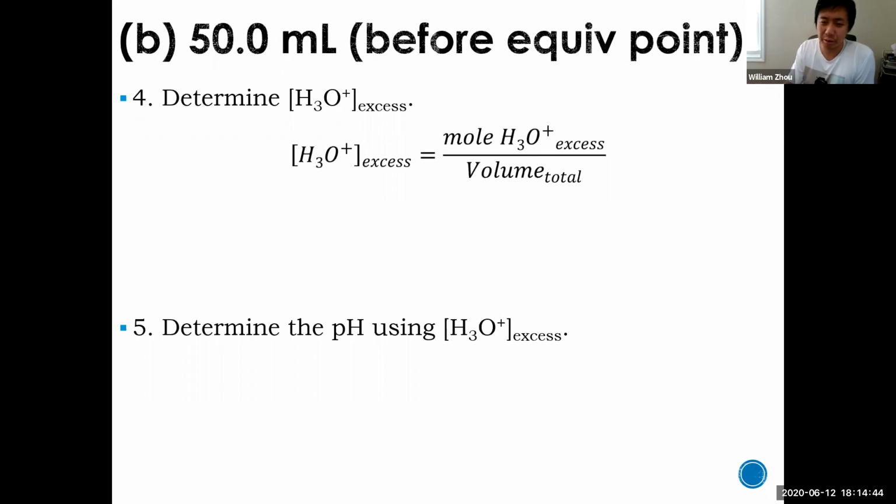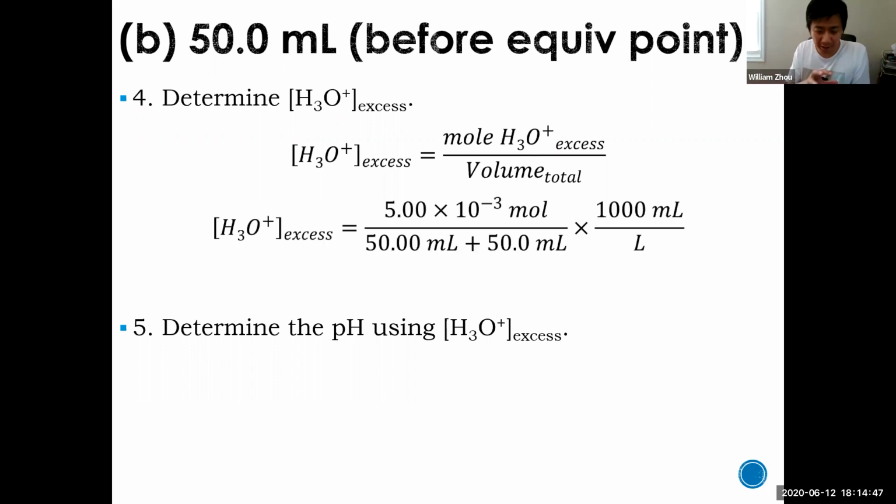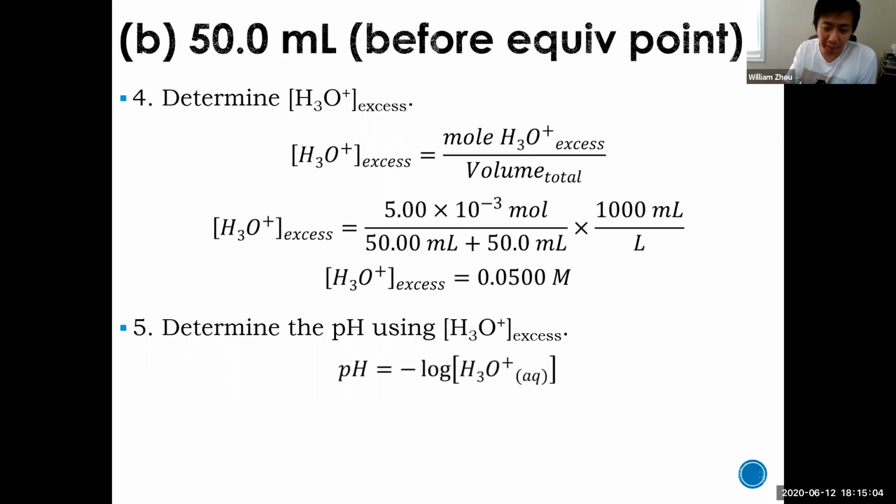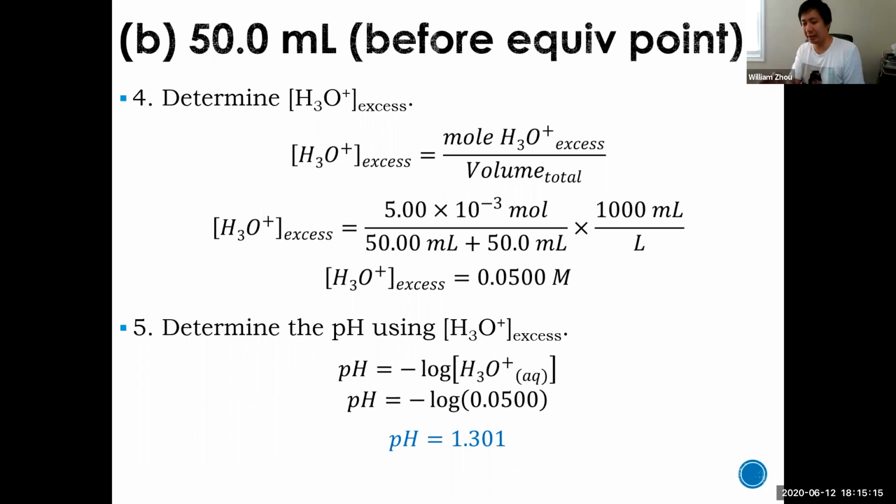Mole of acid divided by total volume was 50 plus 50 because you had 50 acid and 50 base. That's 100, and you have to times 1,000 because you gotta convert to per liter. And you would have 0.0500 moles per liter, 3 sig fig. Finally, the pH, negative log of hydronium, it is 1.301. All right, so do we all get the same answer? It has to be exactly the same as mine, otherwise you either made a rounding error or a calculation error or something wrong.